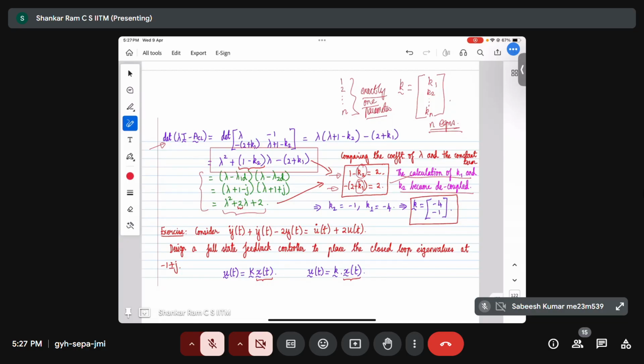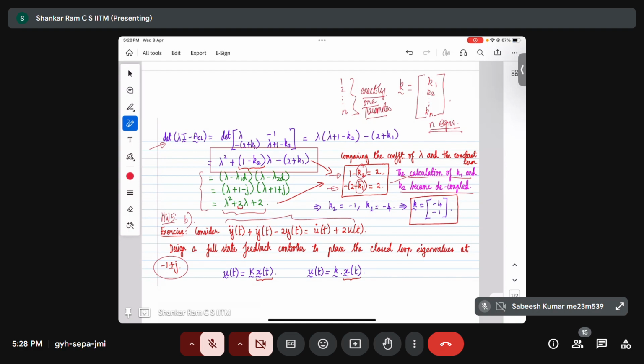So in other words, that's what I want you to do for homework number 5, problem B. I have given you this particular system. You write it in the controller canonical form and then use full state feedback to calculate K1 and K2 such that the closed loop eigenvalues are at -1 plus or minus. I hope the second problem is clear, for homework. Any questions?